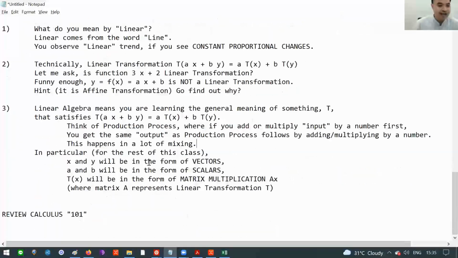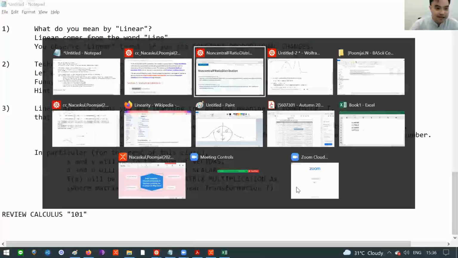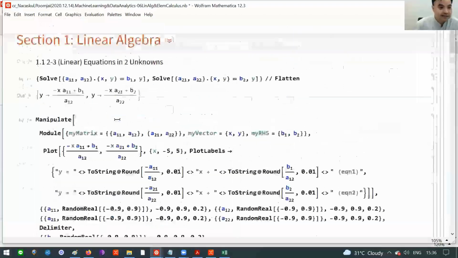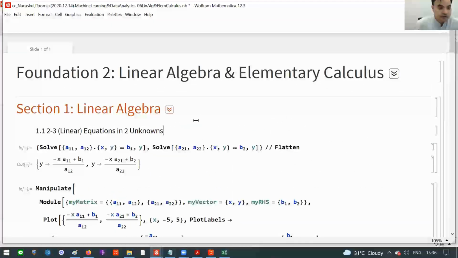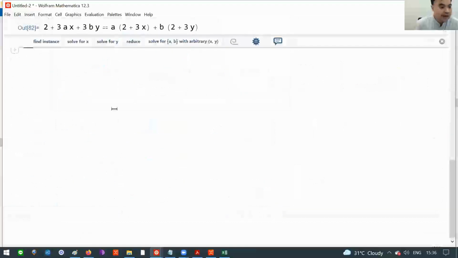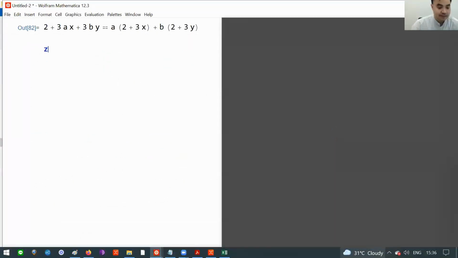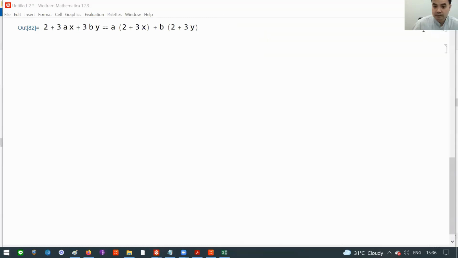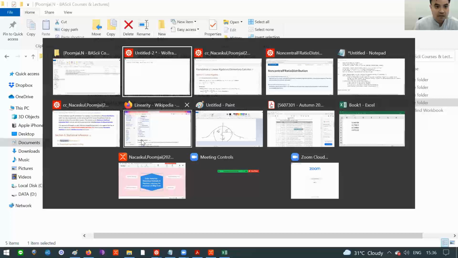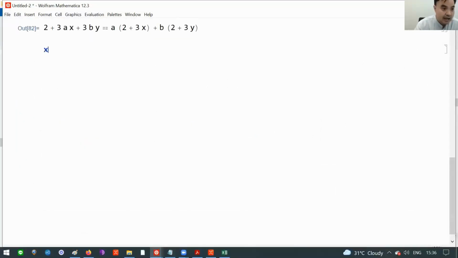But for the rest of the class, x will be in the form of vectors. Okay? So let's look at what we do. So first, I want you to look at this from a very abstract way. I want to say x is equal to, say, array.